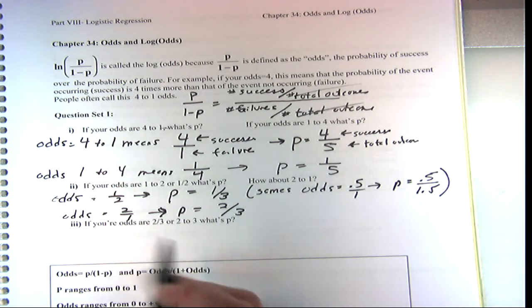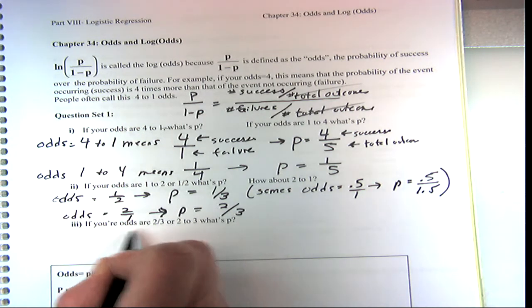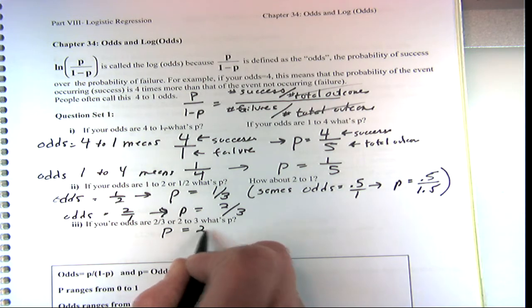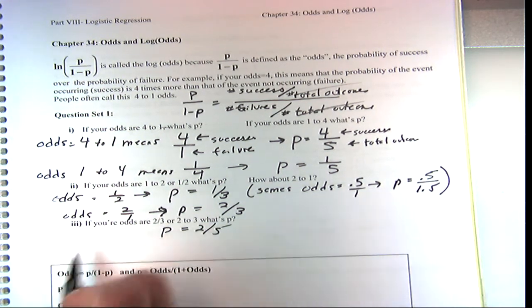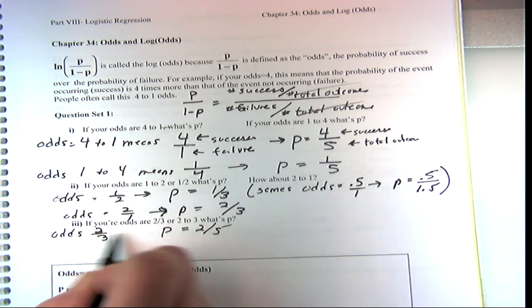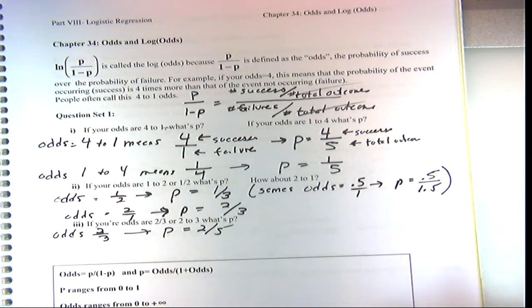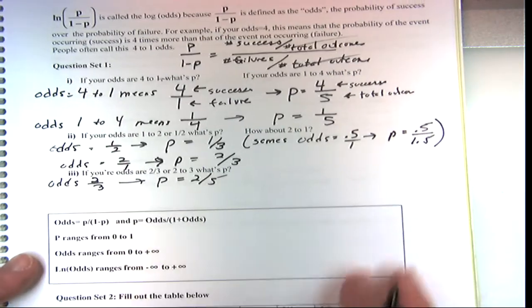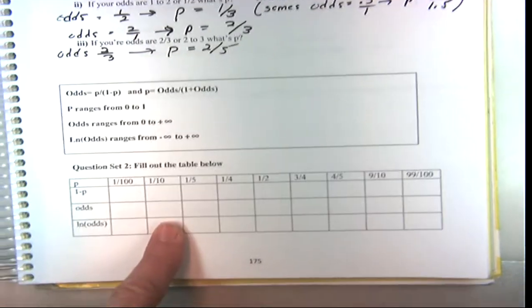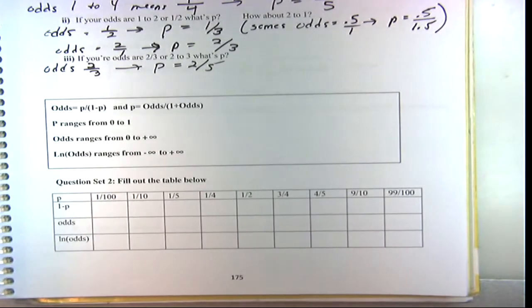Do we need to do this last one? Sure. So if your odds are 2 to 3, what's the probability? Probability is going to be 2/5 if your odds are 2 to 3. Does that make sense to everybody? All right, this chart might help. So you'll see what we're doing here. Why don't we just quickly fill out this chart.